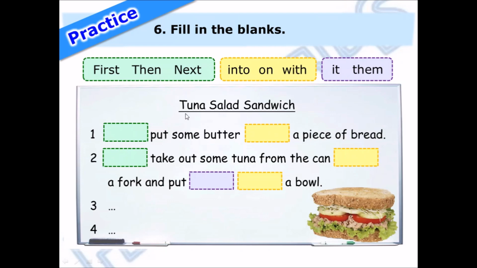Look at another example: tuna salad sandwich. Step 1. First, put some butter on the piece of bread. Step 2. Then, or next, take out some tuna from the can. A fork is the utensil. With a fork, take out the tuna and put it into a bowl.